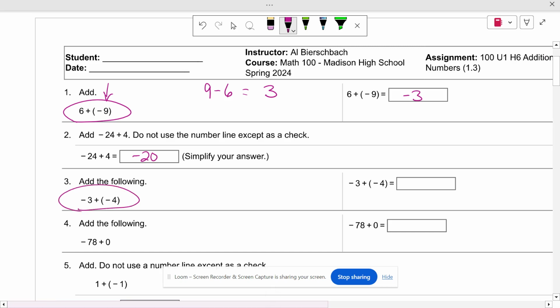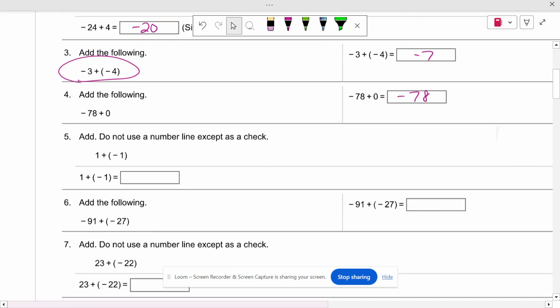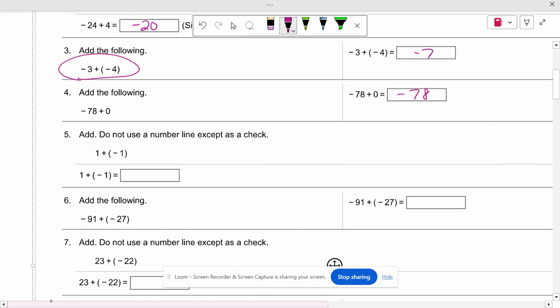If they have the same sign, add and keep the sign. Negative 3 plus negative 4 is 3 plus 4, which is 7. Keep the sign, negative 7. If you add 0, it's obviously that number. When you have opposite numbers, 1 and negative 1, they would add up to 0. They would add up to 0.